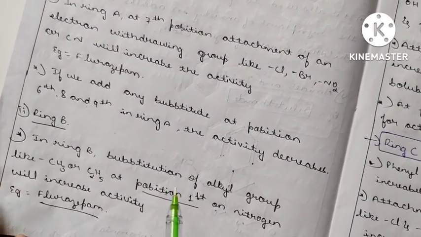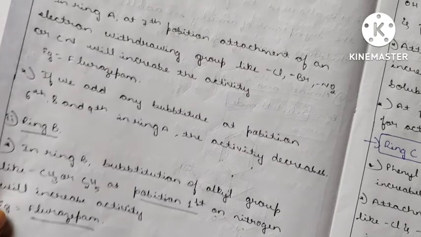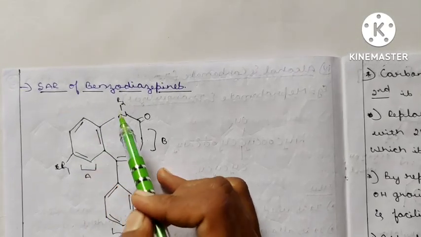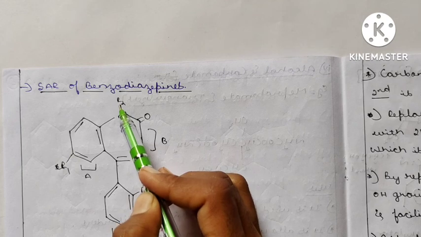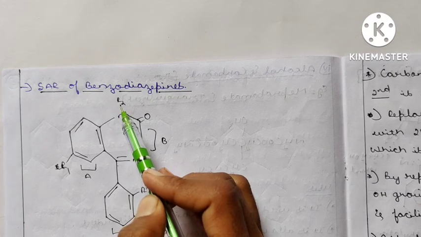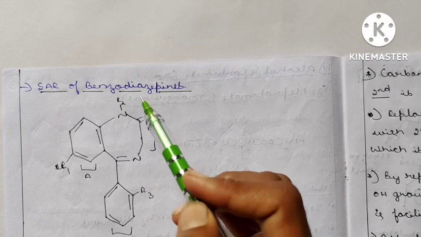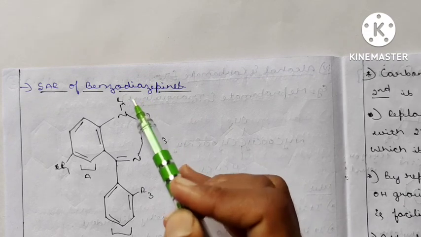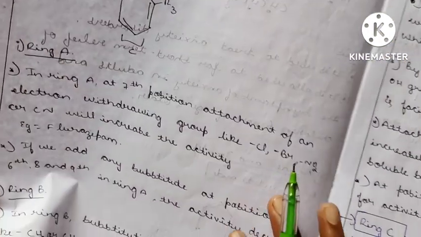In ring B, substitution of an alkyl group like CH3 or C2H5 at position 1 on nitrogen will increase activity. Flurazepam, very simple. In ring B, for the nitrogen, the group above is an alkyl group. If the alkyl group is present, it is compulsory here and it is very good. If an alkyl group is present, automatically the action of the benzodiazepine increases. If it is absent, then no potent action.